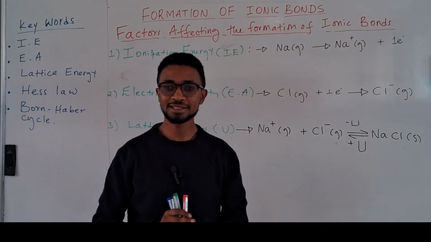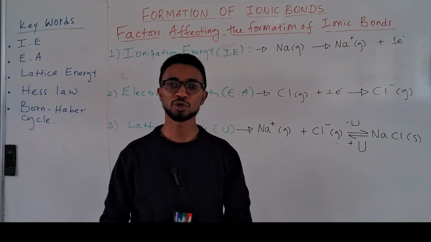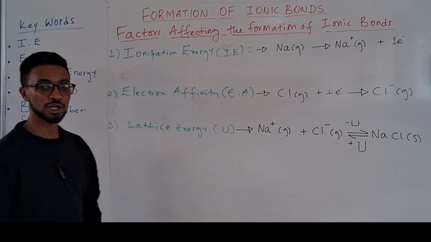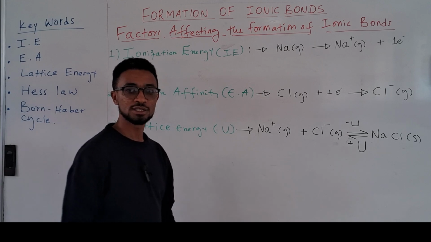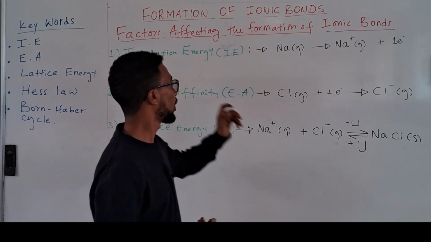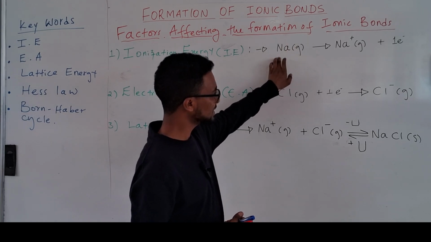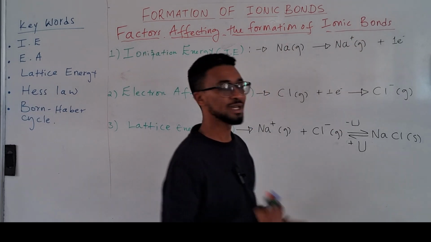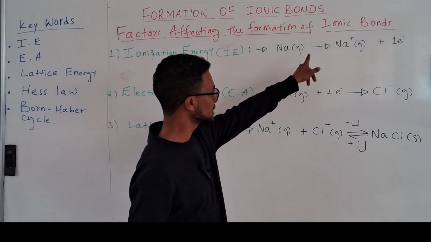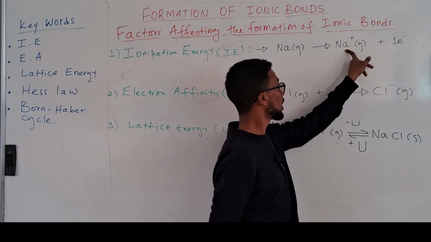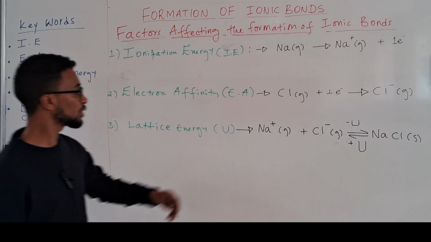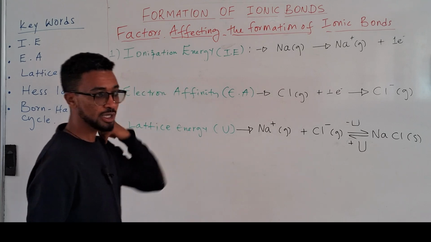Let us talk about the factors affecting the formation of ionic bonds now. The first factor is ionization energy. So what is ionization energy? Ionization energy is the energy required for the removal of 1 mole of electrons from 1 mole of gaseous atoms to form 1 mole of +1 charged gaseous ions. As you can see, 1 mole of gaseous sodium is losing 1 mole of electrons to form 1 mole of +1 ions. The energy required to do this is called ionization energy.